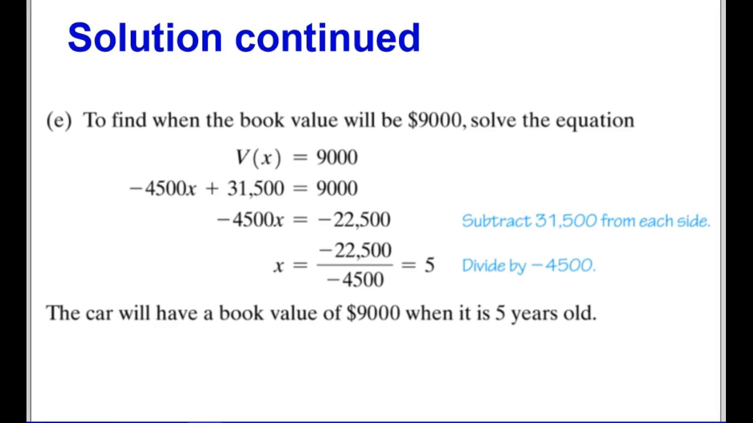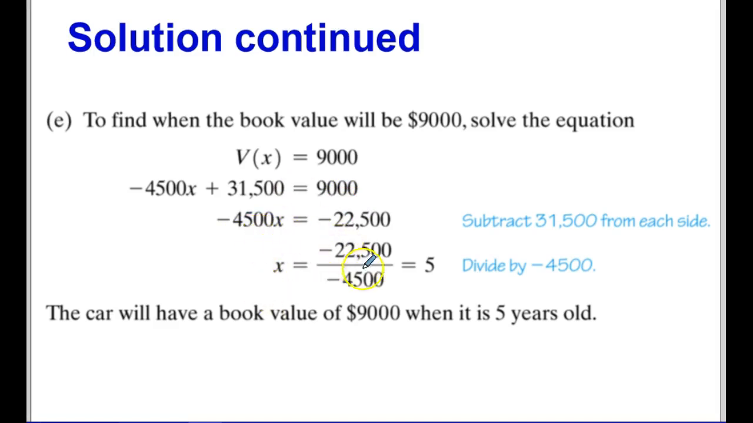Okay, so now the final thing I was asked was E, to find the book value when we're dealing with $9,000. So how many years, after how many years will it only be worth $9,000? Well, so I can plug that in for my V of x, and then I can solve for my x value. So first I have to subtract that 31,500 from both sides, and then divide both sides by 4,500.